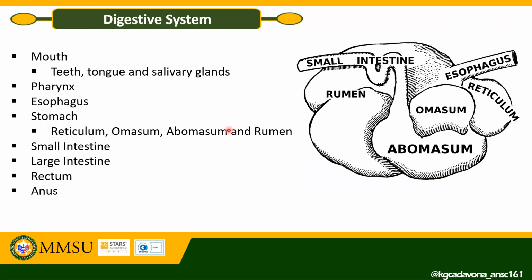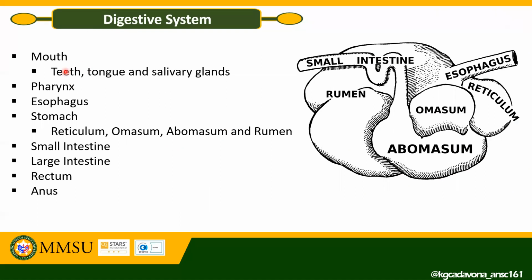But for this recorded discussion, I will be focusing first on the digestive system of the dairy animals and the different processes involved. Here, the digestive system of dairy animals comprises the following parts, which fall under the anatomy of their digestive system.